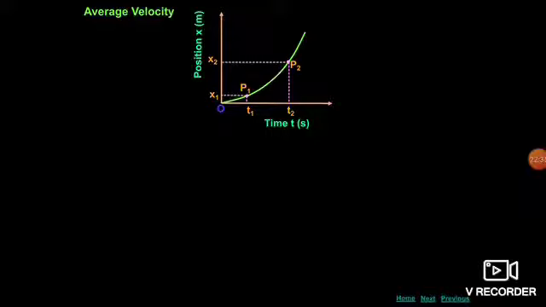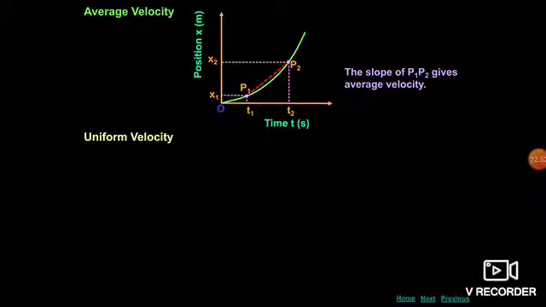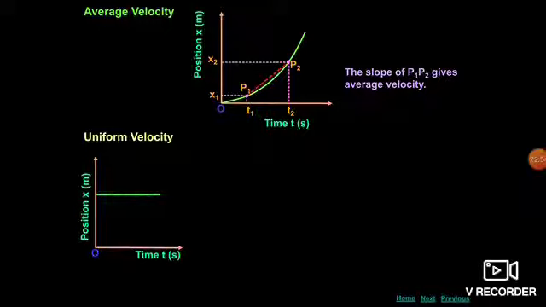Now another point we have taken, P2. Now x2 and T2 will be the positions on the position axis and time axis. From P1 to P2 we have drawn a straight line. The slope of P1P2 gives the average velocity. For uniform velocity, the position-time graph is a straight line.